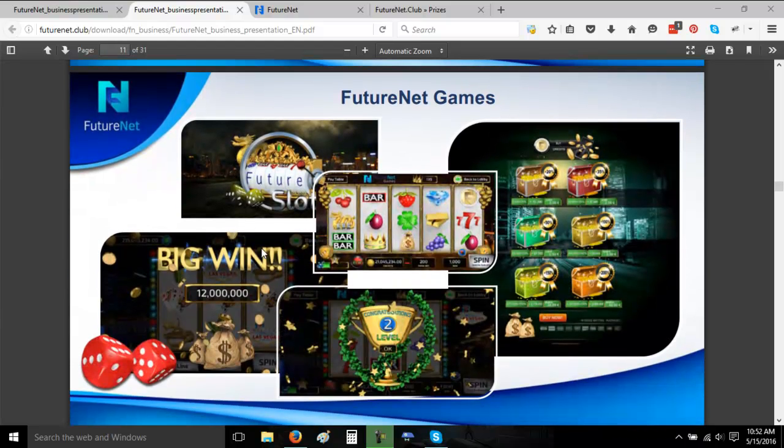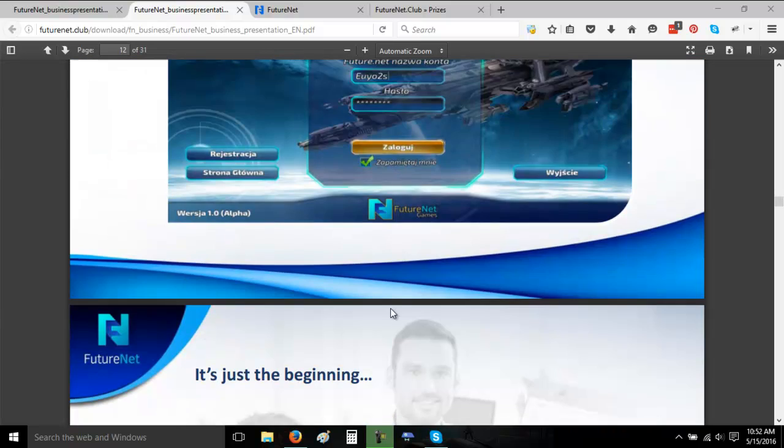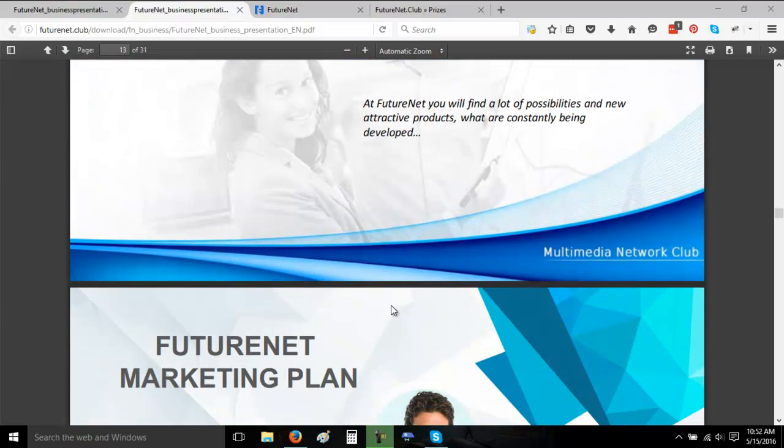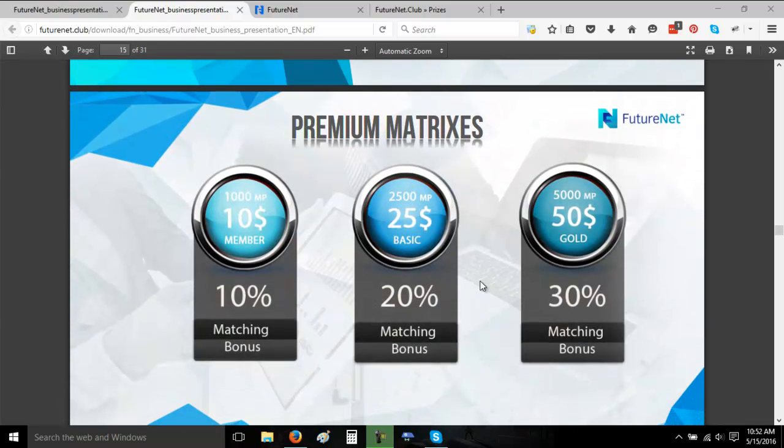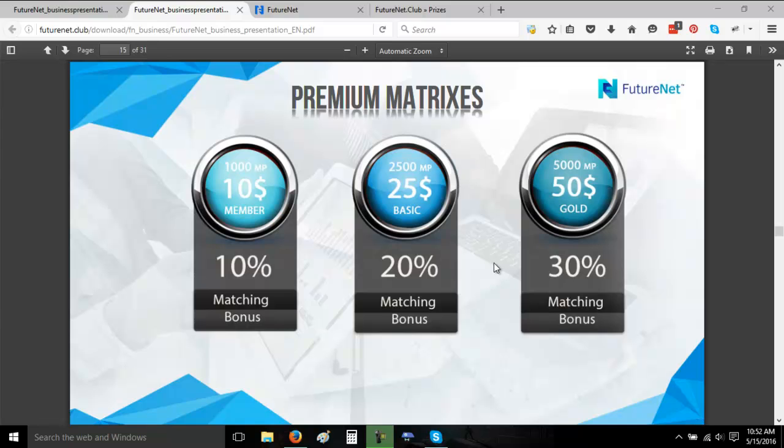Right here shows a screenshot of what the games can look like. When you're playing games on social network sites, sometimes they might say that if you want to get extra credits or extra points, you can purchase so many for such an amount of price. Well, some of that revenue can also go toward paying the members on the social network site. And there's another screenshot of the games, and that right there is just the beginning, as you can see. Now, as far as the marketing plan, this is the actual meat and potatoes that I want to go ahead and show you guys.